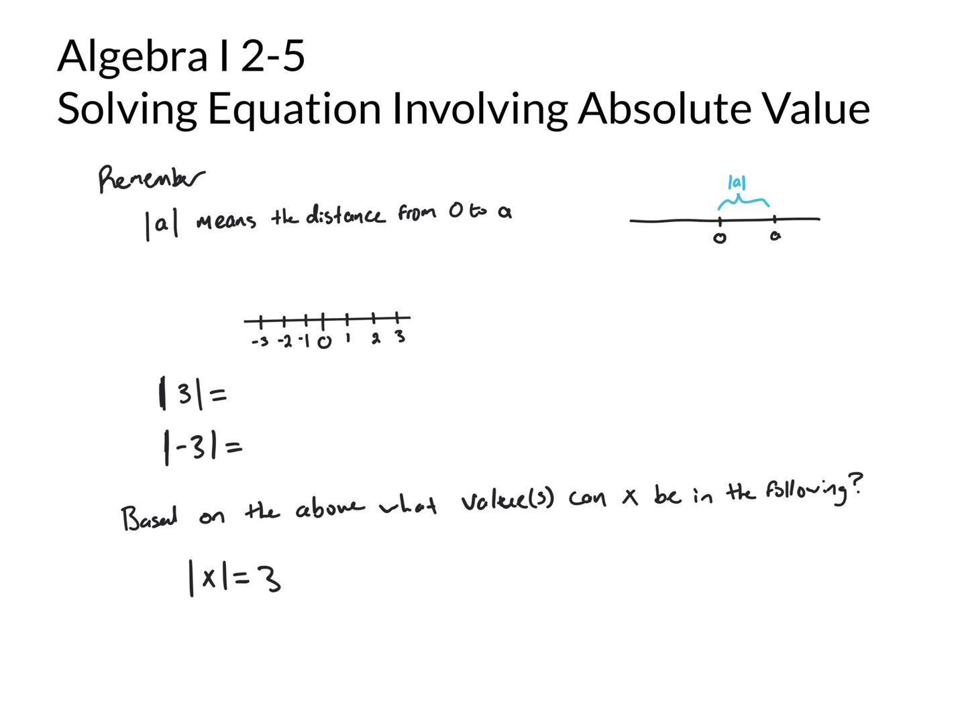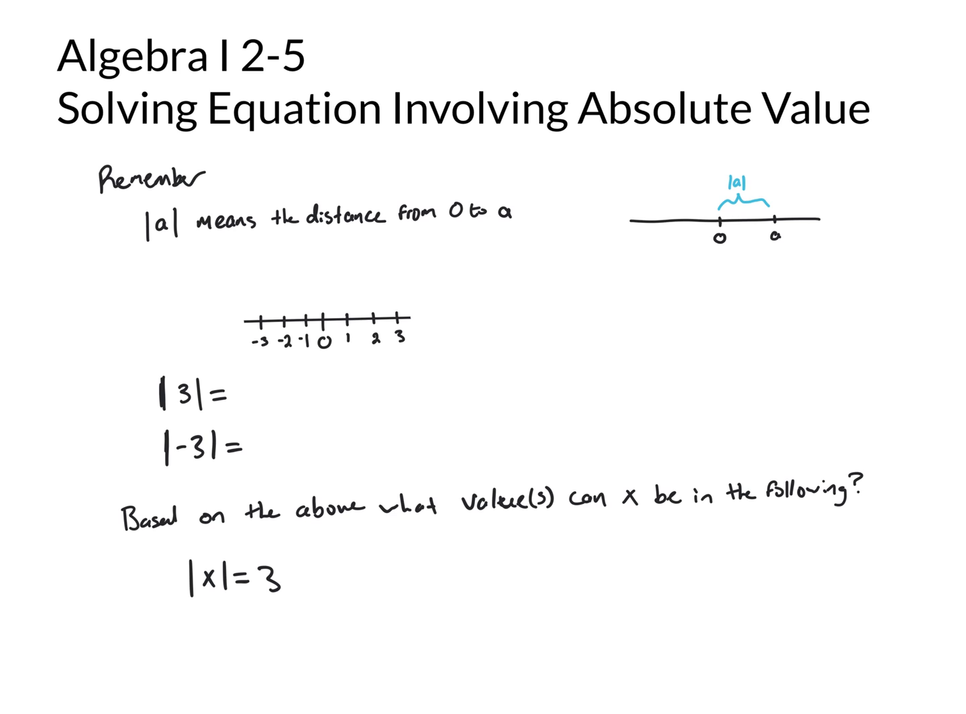This is Algebra 1 Lesson 2.5, solving equations involving absolute value. So the first thing we need to remember is, what is absolute value? And just a quick reminder here is, if we take the absolute value of some number a, this means the distance from 0 to that number. So if this is 0 and this is the number a, the distance between them is the absolute value.